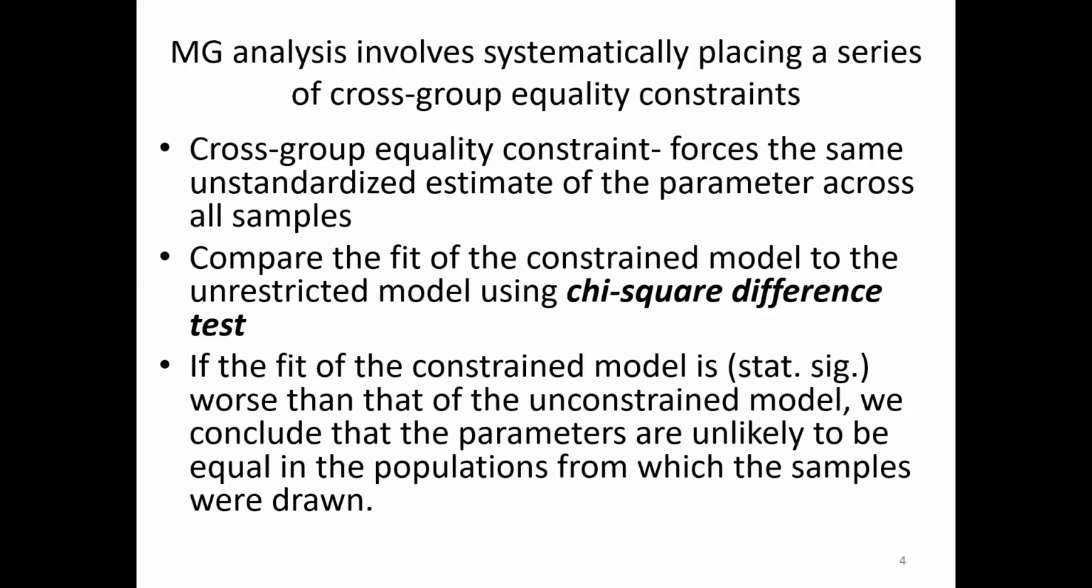Yeah. No, anytime you're putting equality constraints, it's always on the unstandardized. Those are sort of our parameters. And then the standardized is really just a scaling of the unstandardized using the variances. So anytime you're constraining, it's on the unstandardized. Okay.